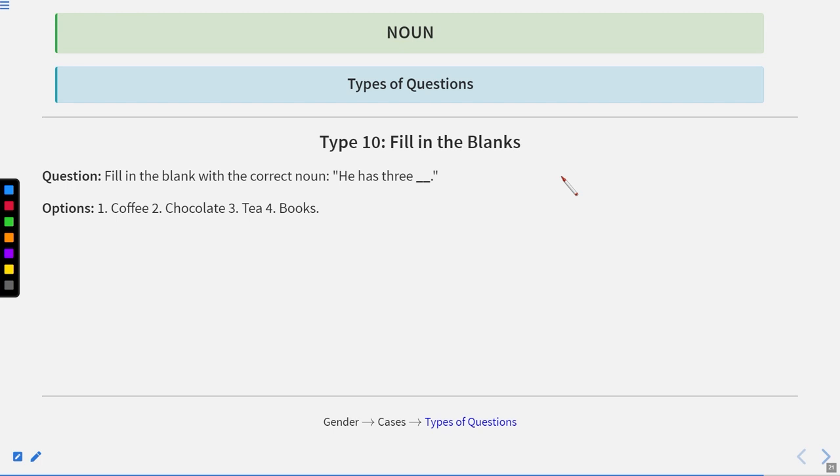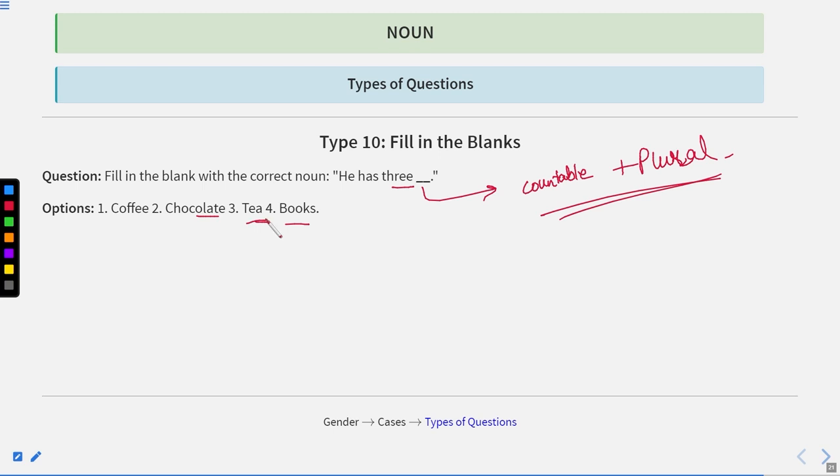Fill in the blank with the correct noun. He has 3 blank: coffee, chocolate, tea, or books. Now if I say 3, it means I'm talking about numbers, and if I'm talking numbers, we need only a countable noun over here. Coffee is uncountable. Chocolate is countable, but here we are talking about 3, so we need a countable plural noun, because 3 is plural in number. If it is more than 1, the noun should be plural.